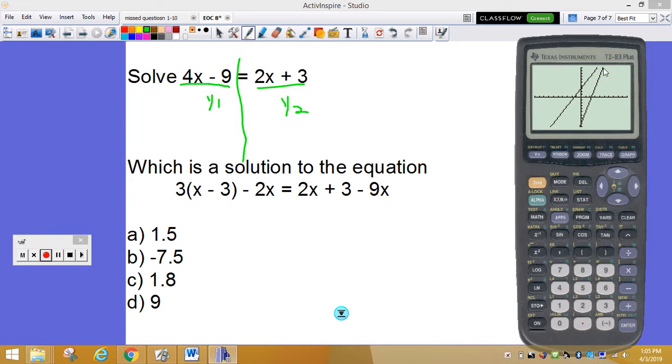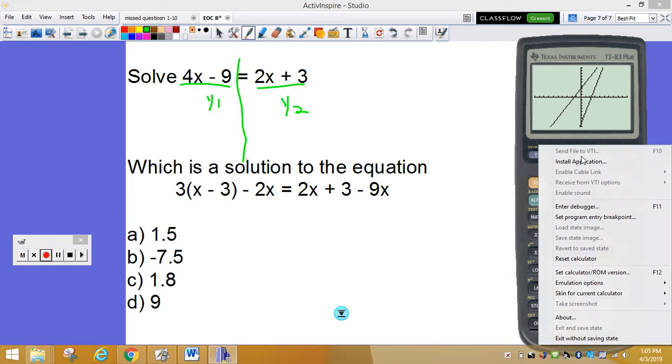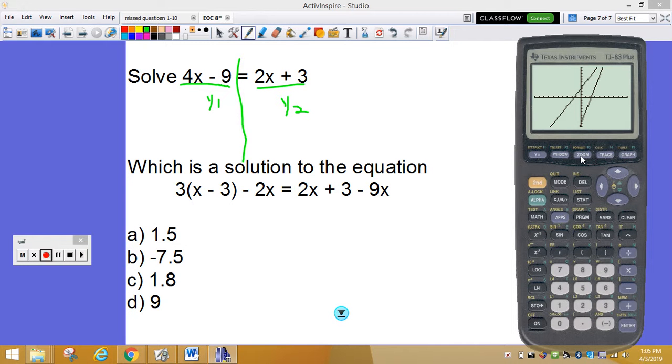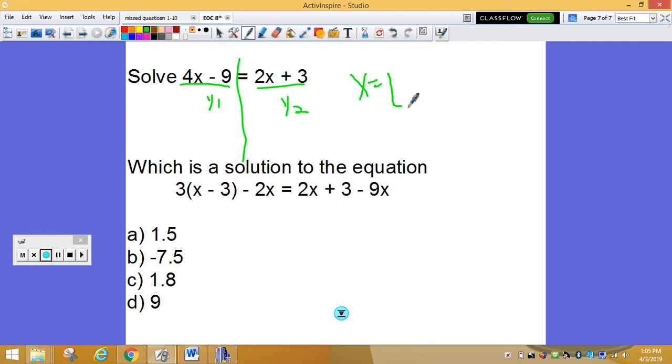All right, so remember where lines cross is your answer, and I can't quite see that, so I'm going to zoom out. Remember to zoom out, you push zoom, 3, enter. Let's see if I can find my intersection. I can. So remember, you press second trace, the number 5, go down to intersect, and hit enter 3 times. So what is my answer? Well, this time we're not doing 2 answers. We're just seeing what is x. X is going to be 6.